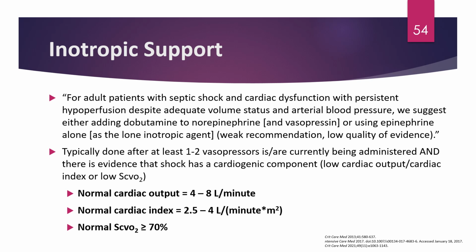So, like I said, this is typically done in terms of adding dobutamine or basically switching to an epinephrine type strategy after 1 to 2 vasopressors are currently being administered, and there's evidence that the shock has a cardiogenic component. Usually it's a low cardiac output or low cardiac index, or in some cases a low SCVO2, which you can get off of a venous blood gas. So normal cardiac output is 4 to 8 liters per minute. Normal cardiac index is 2.5 to 4 liters per minute per meter squared. If you're below that, then you might have a cardiogenic component.